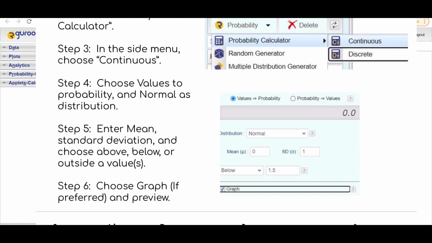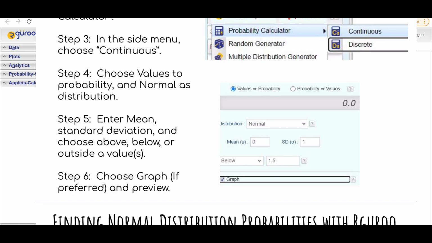So once you do this, a box will pop up, and if they give you values and you're looking for the proportion or the probability, you're going to keep it at values to probability. If they're asking for the reverse, you would click on probability to values. But for now, let's just look at values to probability.